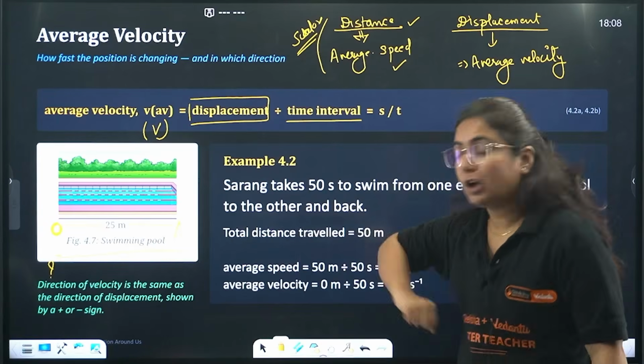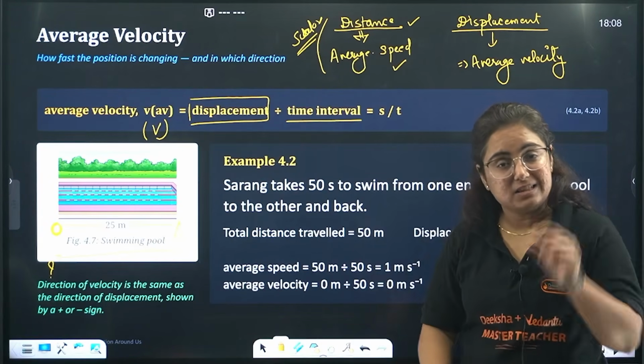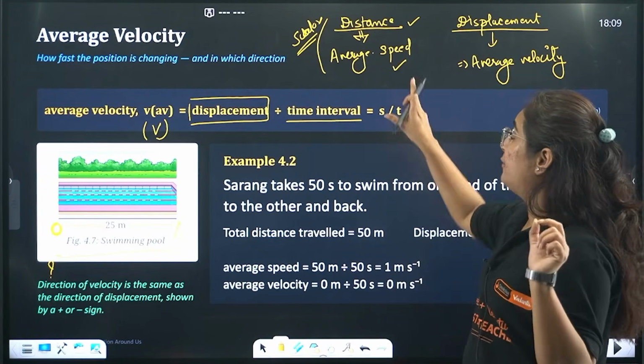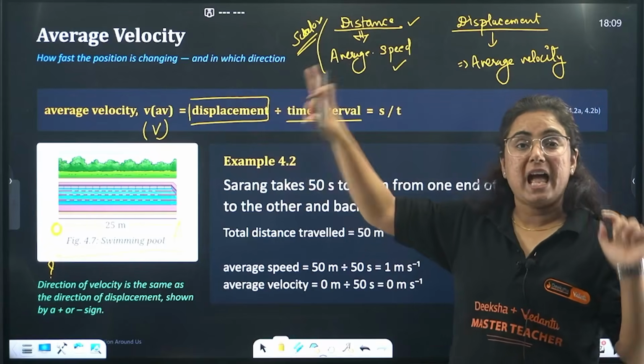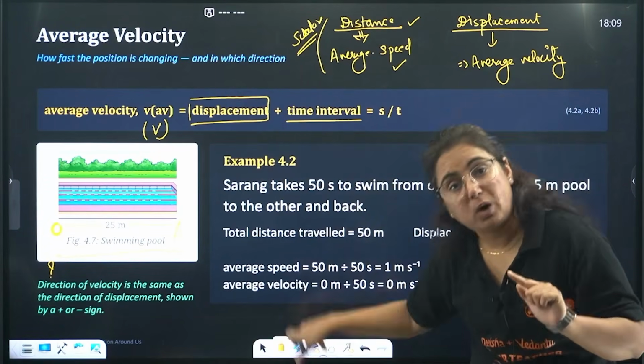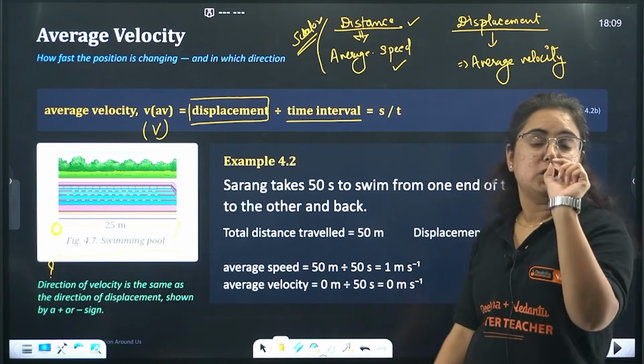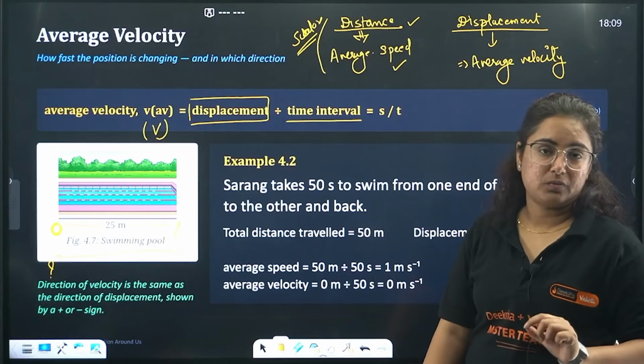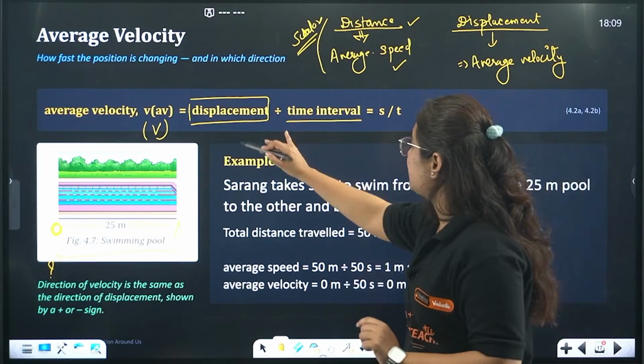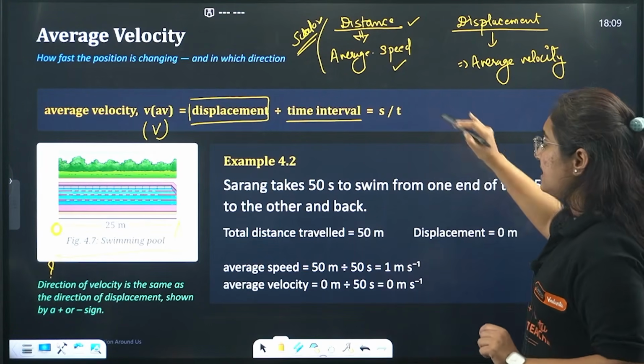Here the direction of the person changes, and hence the terminology will not be average speed, the terminology will be average velocity, because what has been changed here? The direction of the person has been changed here. Right, see beta, displacement upon time taken, that is S upon T.